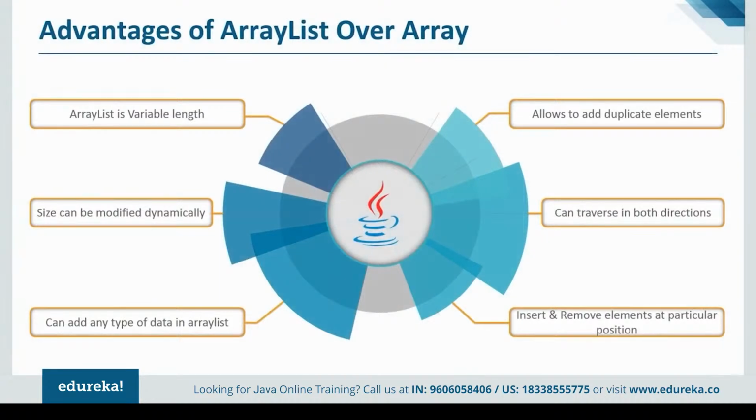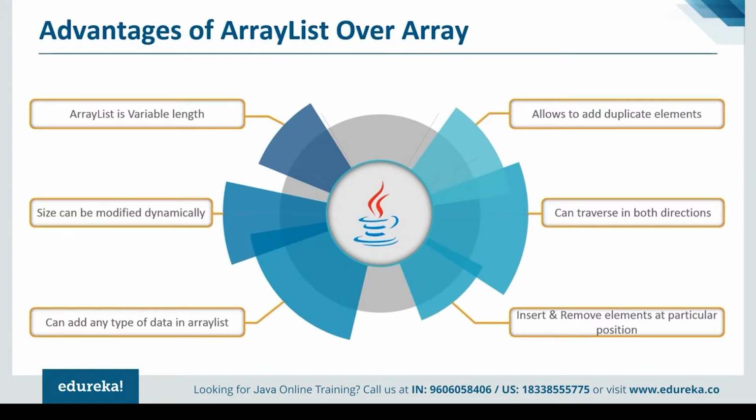Now, let's jump into the last topic of today's discussion, that is the advantages of array list over array. First, array list is variable length. Arrays are of fixed length. You cannot change the size of the array once it is created. But array list is variable length, that is, it can grow and shrink dynamically. Next, the size can be modified dynamically. When you add elements, the size will increase, and if you remove elements, the size will automatically decrease.